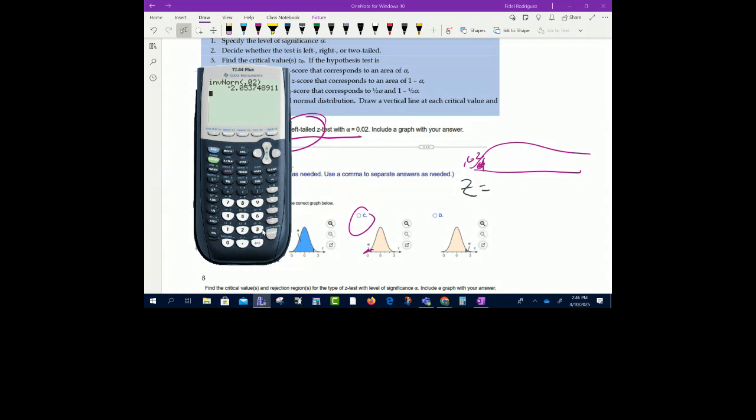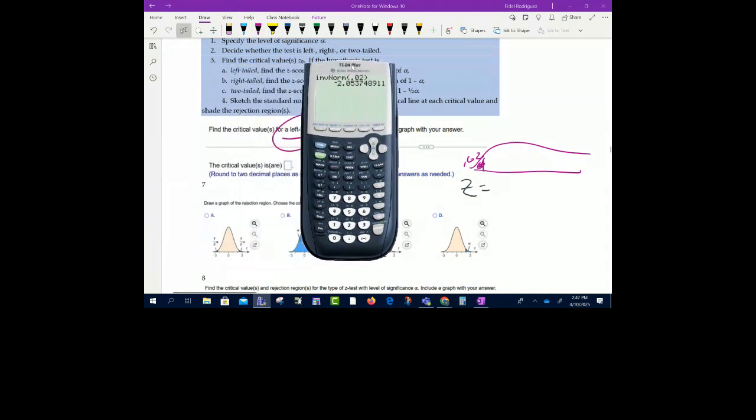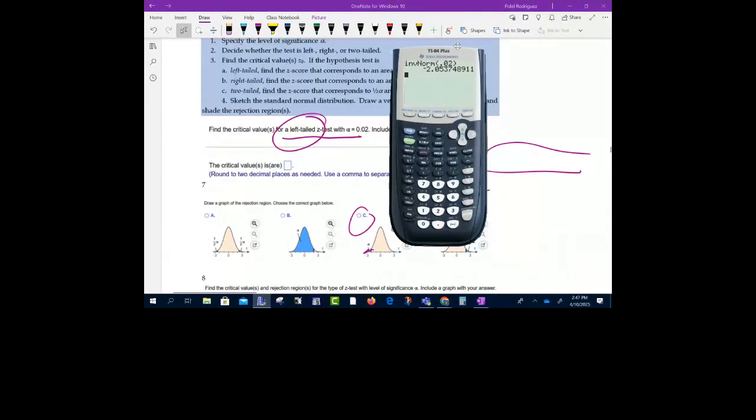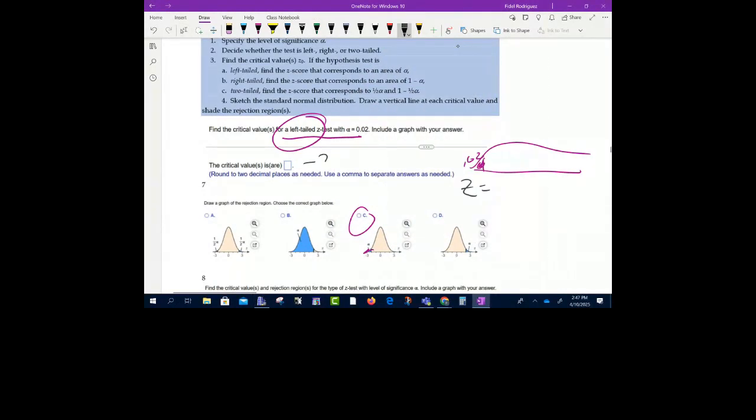So my z-score, y'all, if we go to 2 decimal places, what do you think? Negative 2.05. Boom, there we go.